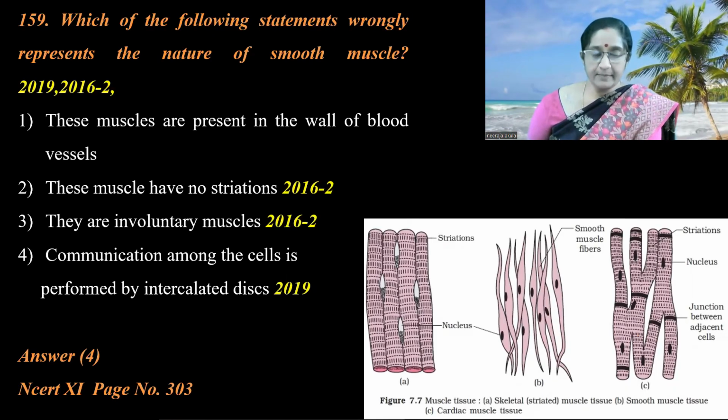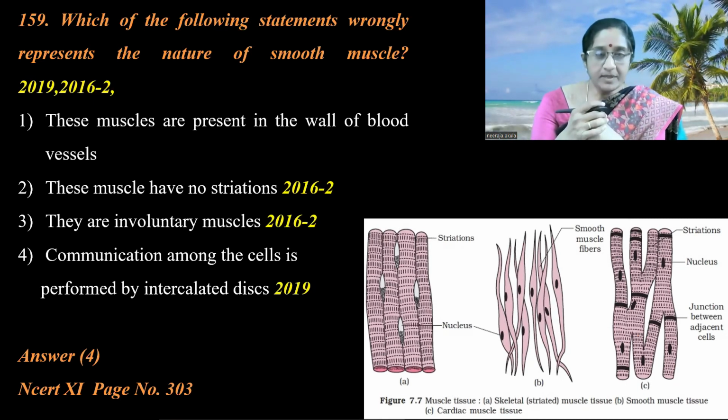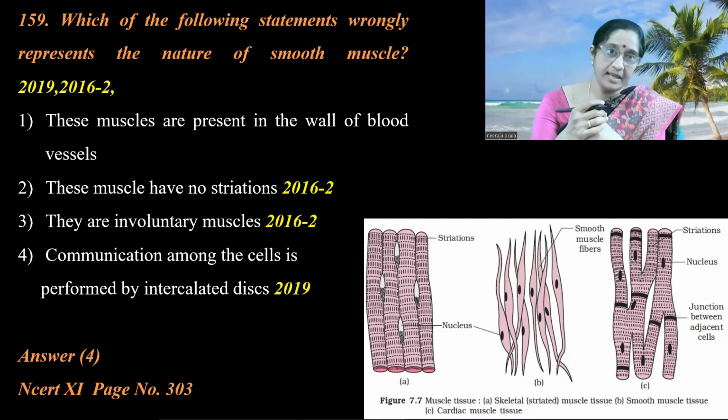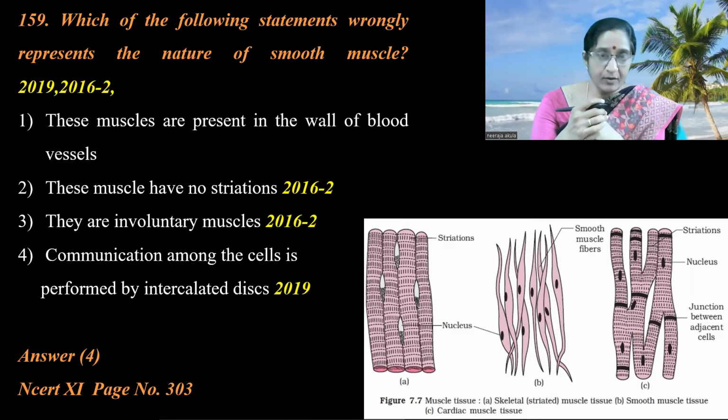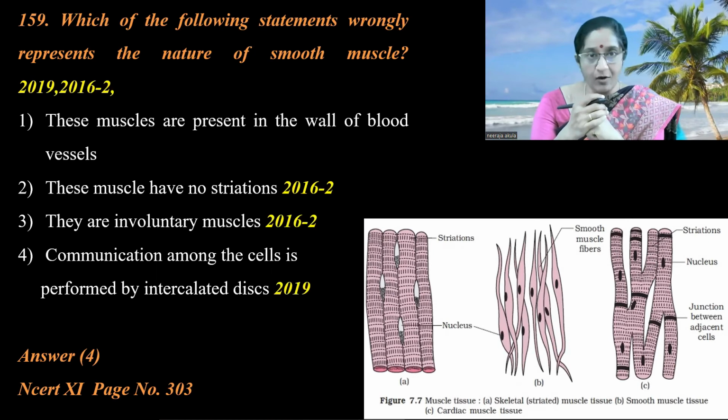Which of the following statements wrongly represents the nature of a smooth muscle? From the evolutionary point of view, smooth muscles are the first evolved muscles. They are seen for the first time in Platyhelminthes. Muscles are derived from mesoderm except the muscles of the iris and ciliary body. The smooth muscles are muscles without any striations. They are also considered visceral muscles because they are present in the walls of the visceral organs.